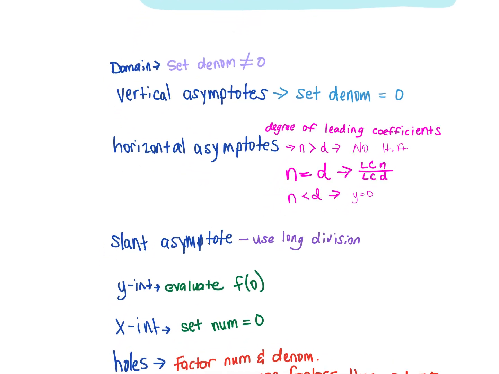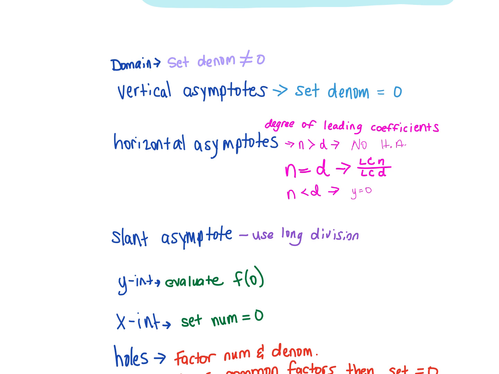So on your cheat sheet, for the domain, you set the denominator not equal to 0. Vertical asymptotes set the denominator equal to 0. So domain and vertical asymptotes go hand in hand. Vertical asymptotes will always be x equals. Horizontal asymptotes are always going to be y equals, because they're a horizontal line. If your numerator is greater than the denominator, there is no horizontal asymptote.